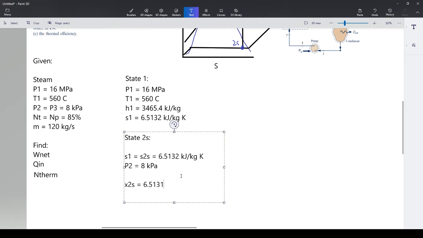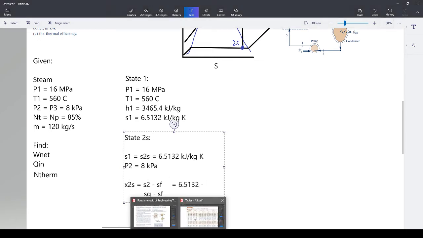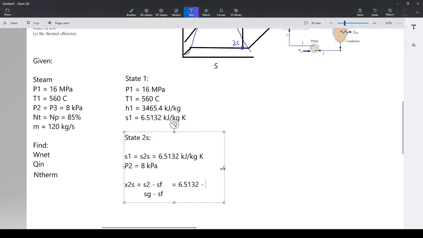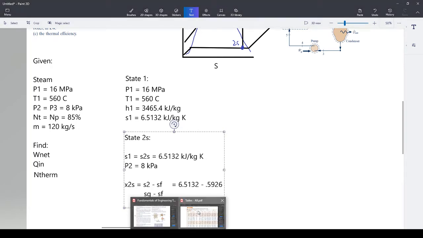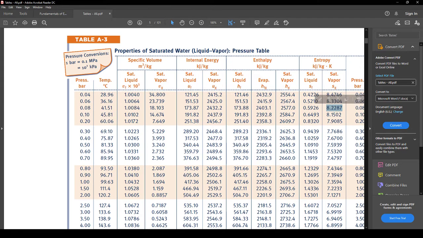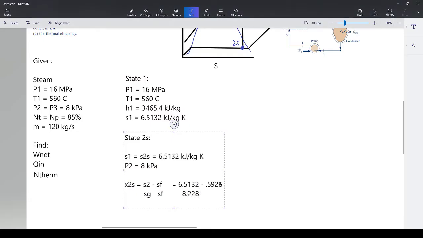So we're going to do the quality equation. I'll write it out in long form: S2 minus SF at the pressure, divided by SG minus SF at that same pressure. This is at 8 kilopascals. So 6.5132 minus SF, which was 0.5926. And then we have to do the big one, which is 8.2287, also minus 0.5926. Like I said, this is how we get the quality.